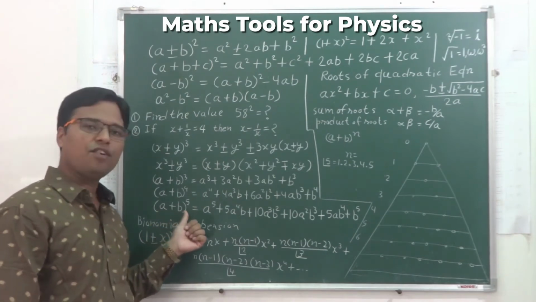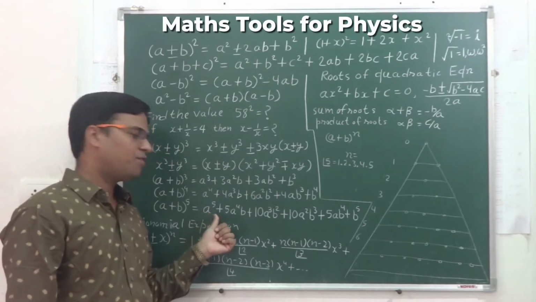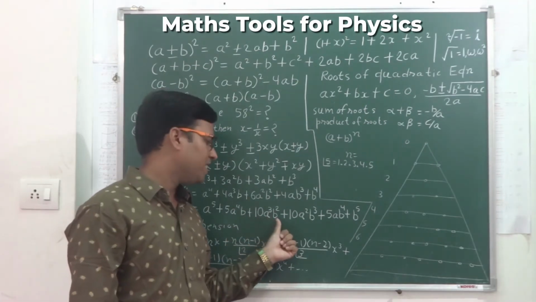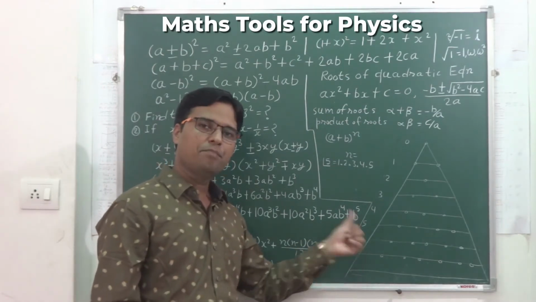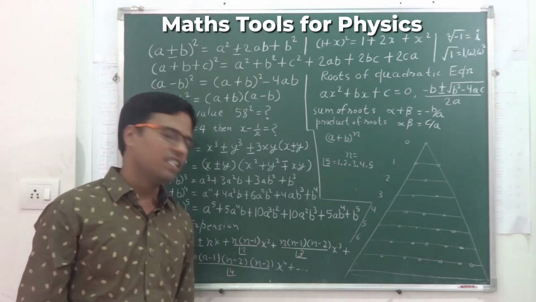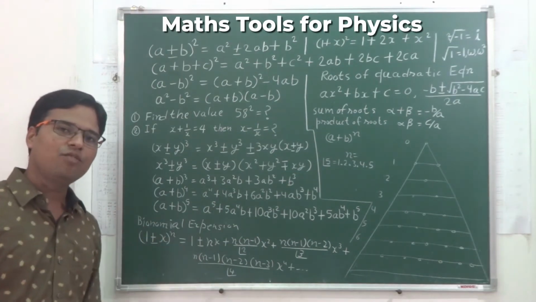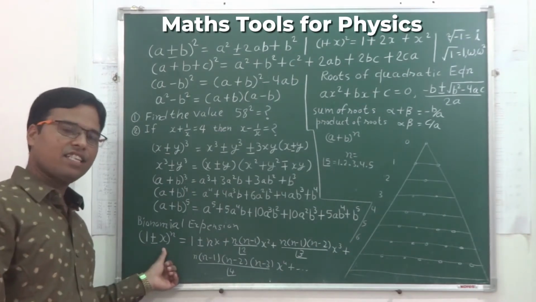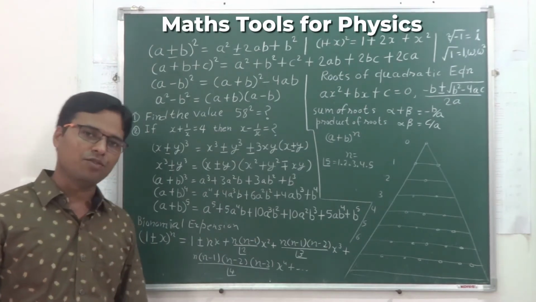(a plus b) power 5 we will expand into a power 5 plus 5a power 4 b plus 10a cube b square plus 10a square b cube plus 5a b power 4 plus b power 5. How can we expand such a long expansion? There is a formula known as binomial expansion, because there are two terms, 1 and x. Otherwise, you can expand it for a plus b or a minus b also.